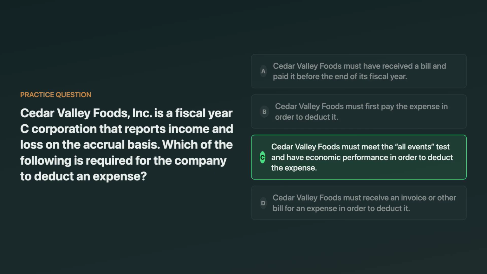The correct answer is meeting the all events test and having economic performance. Accrual deductions aren't based on writing the check, and they're not based on simply receiving an invoice. The tempting wrong answer is must receive a bill, but a bill alone doesn't control deductibility if the liability isn't fixed or economic performance hasn't happened.